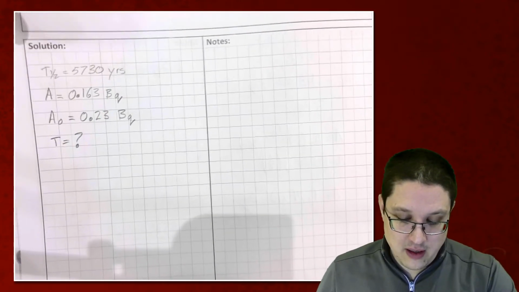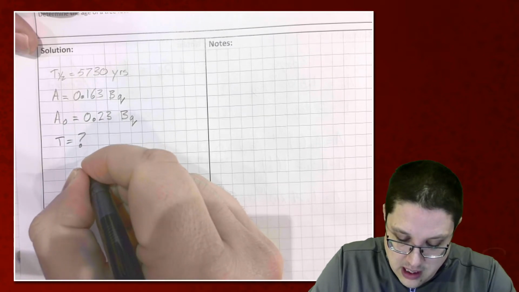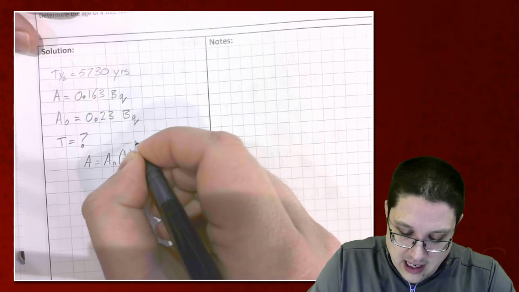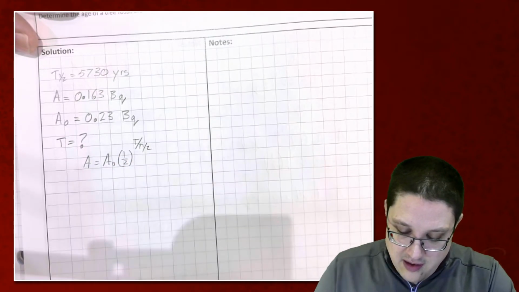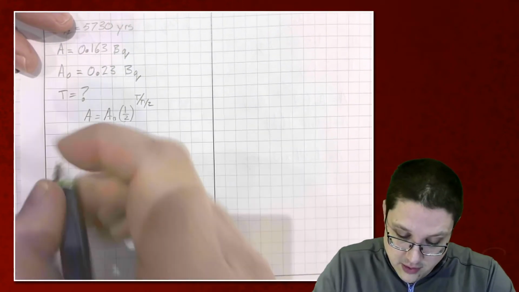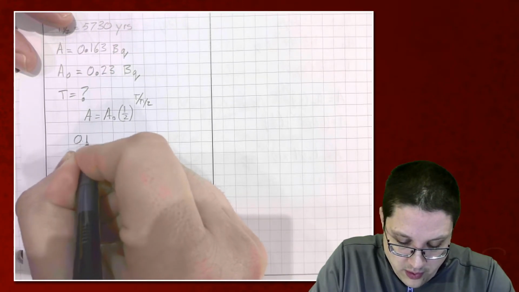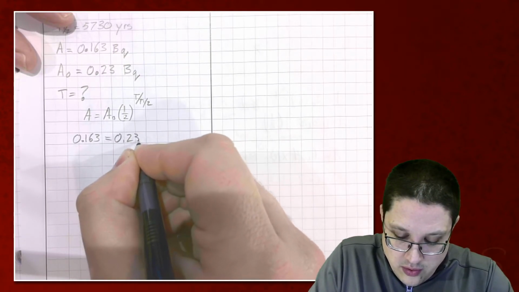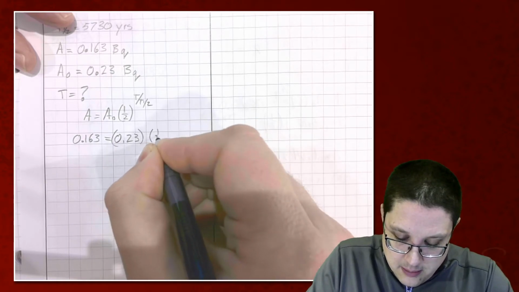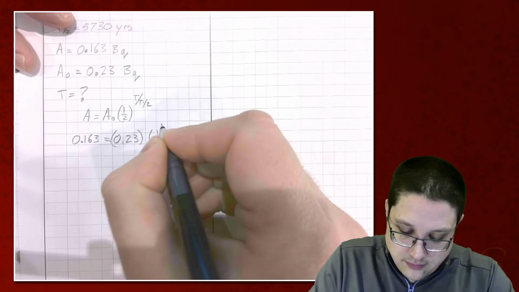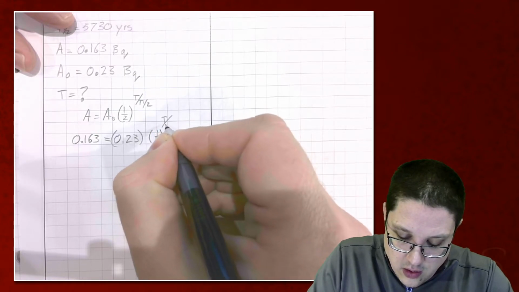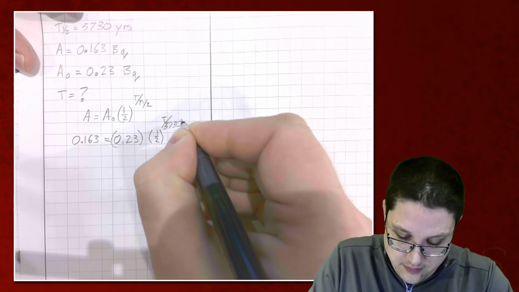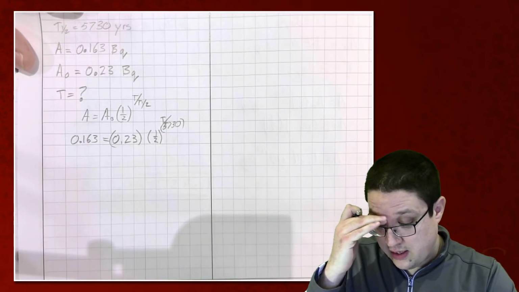Plugging this into my formula, again, I'm going to go back to the same formula. My activity is my original activity times a half to the power of T over T half. Substituting in, 0.163 equals 0.23 times a half to the power of T over 5730. So there's my calculation.